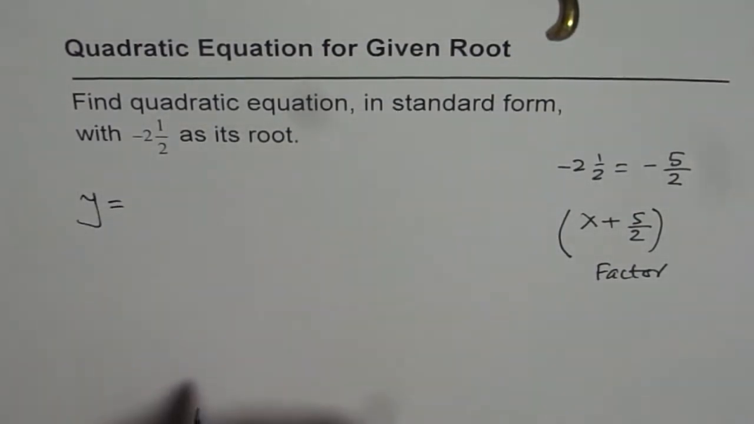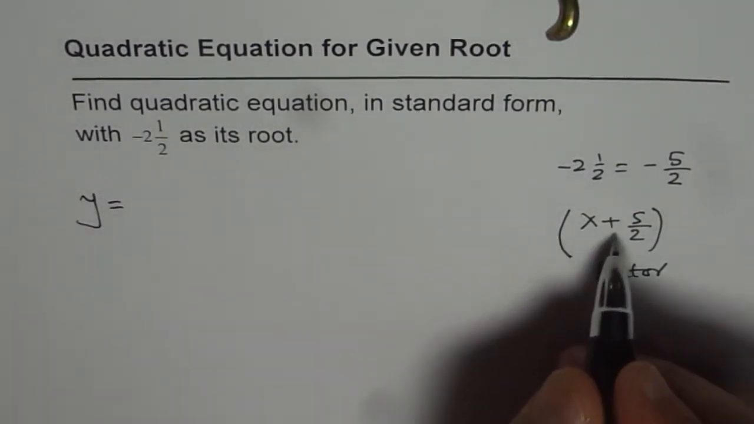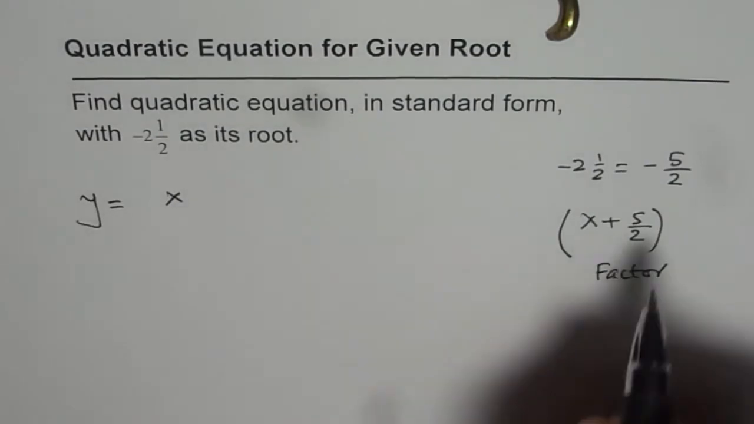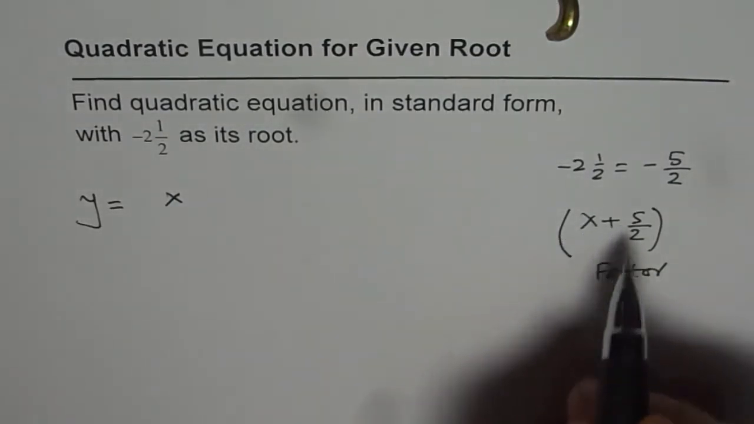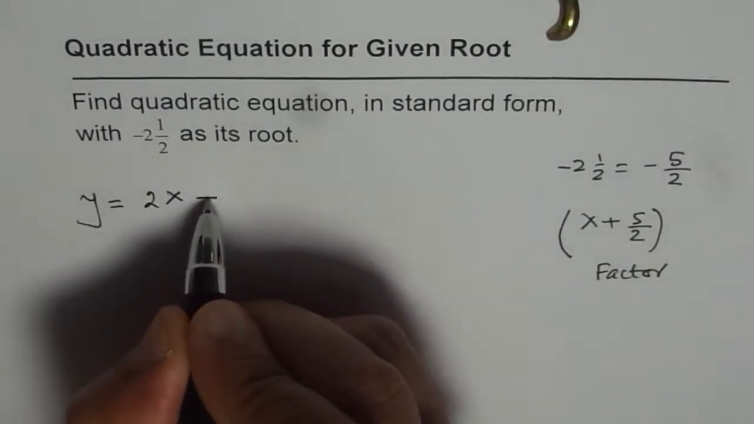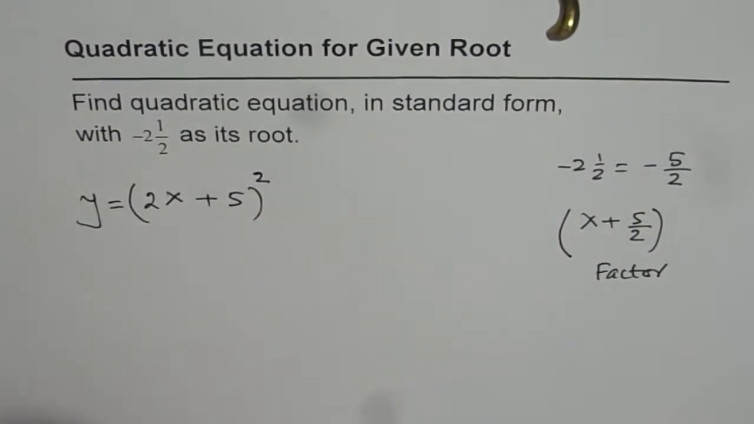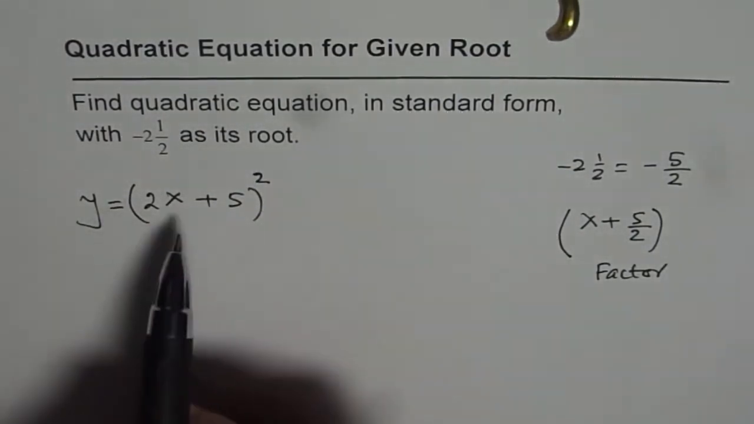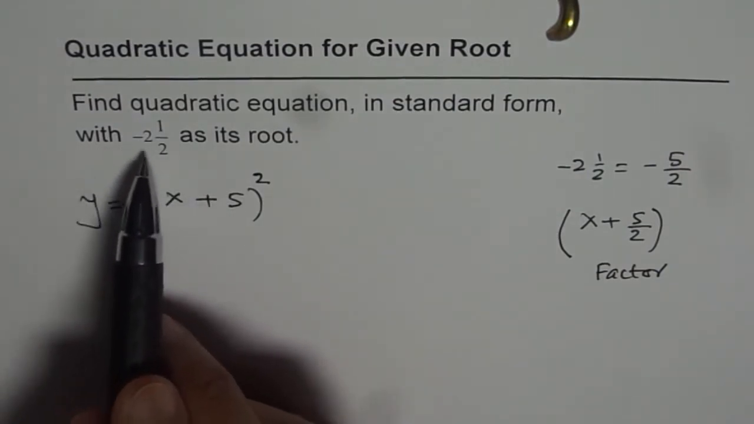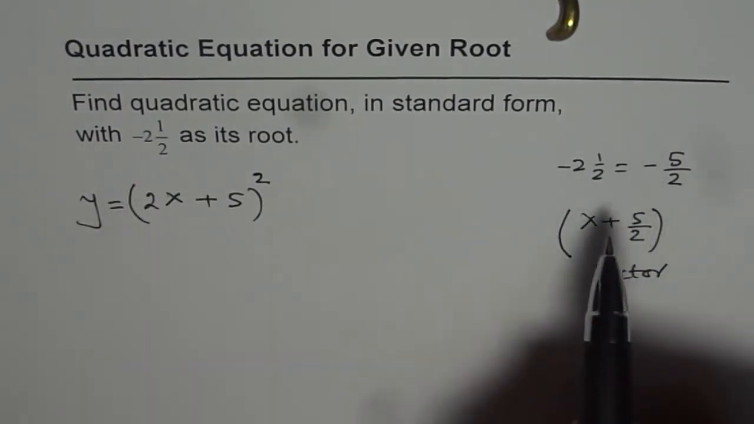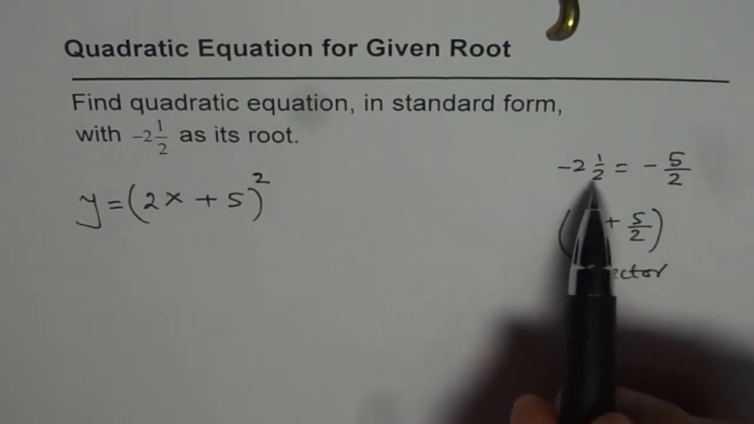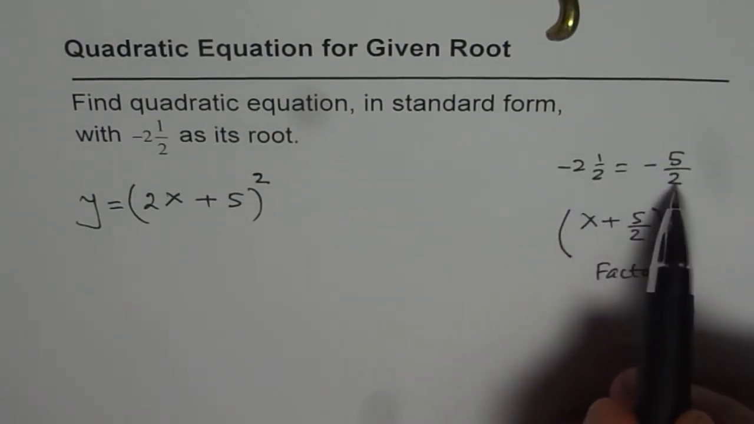We can write y equals x plus 5 over 2, and we could also write this as 2x plus 5 whole squared, right? So now it becomes a quadratic equation which has a root at minus 2 and a half. Do you understand how we did it? So minus 2 and a half is actually minus 5 over 2.